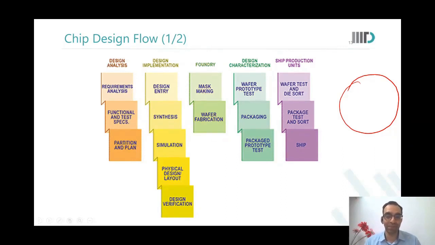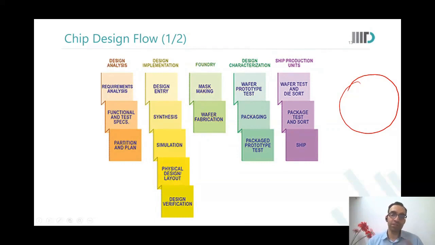Sir, after the wafer prototype test, we have tested the functionality, whether our die is working properly or not, for every row or column. But then, will we do packaging after that, and then move to package prototype test and then to wafer test, or would it be wafer prototype test and then wafer test and die sort?